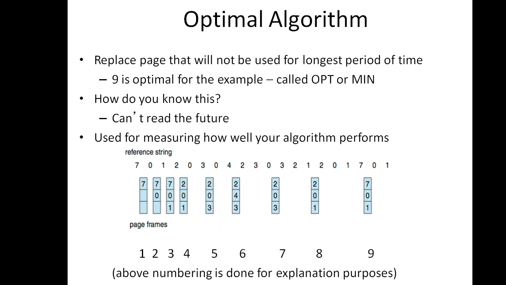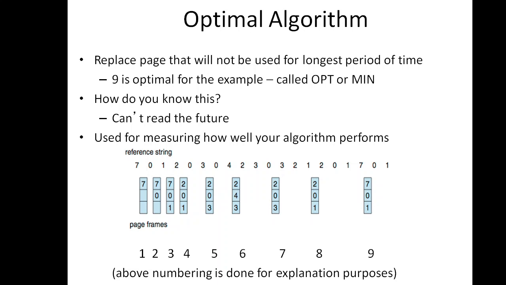Next page is 2. 2 is already there. 3. 3 is already there. So the next value is 0. 0 is not there in this sixth block, so I have to replace some page to insert 0 now. So I'm going to check where 2 is referenced. 2 will be referenced after one page of reference.